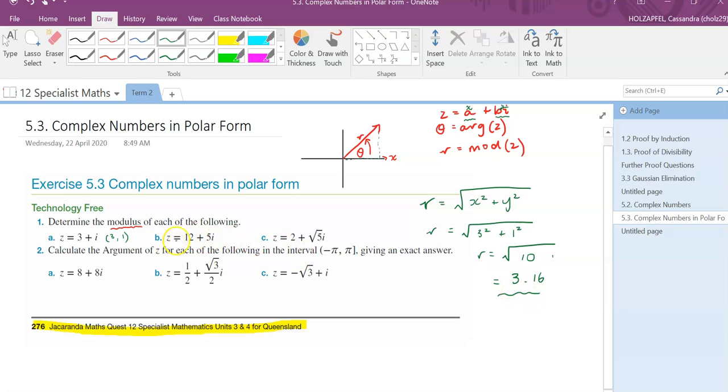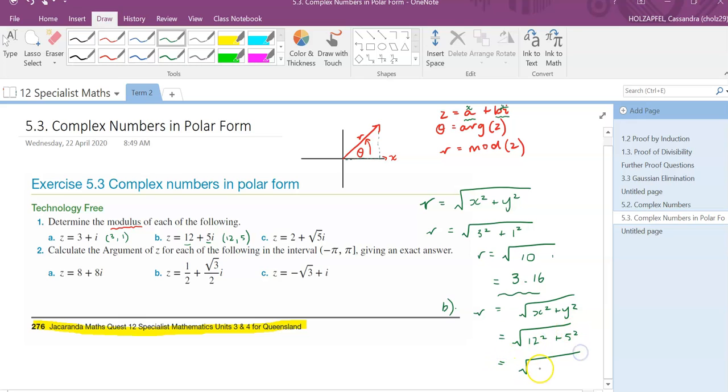All right, so let's have another go. Let's have a look at this question here. The modulus, so this value r for question b here, is going to be equal to the square root of x squared plus y squared. So let's substitute in our values. The coefficients out the front here are going to be 12 and 5. That's my real component and my imaginary component. So this solution is going to be the square root of 12 squared plus 5 squared.